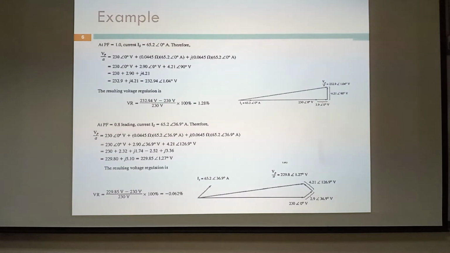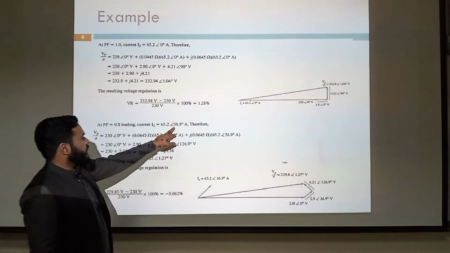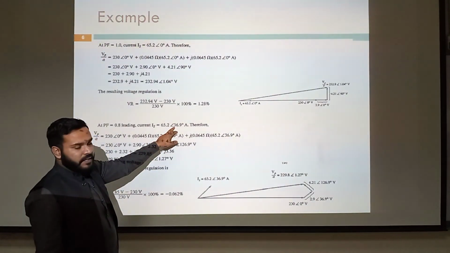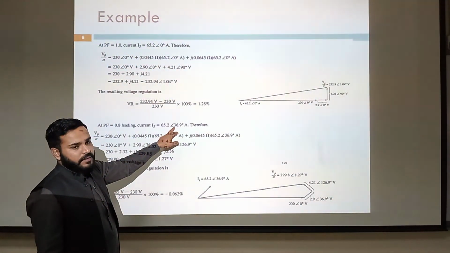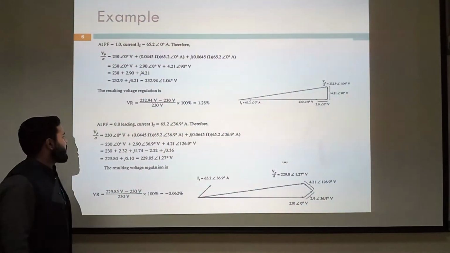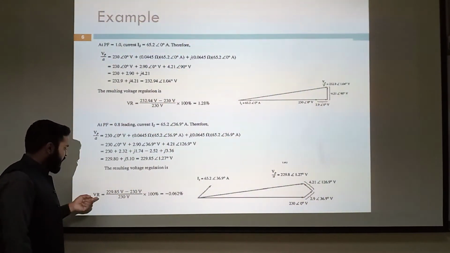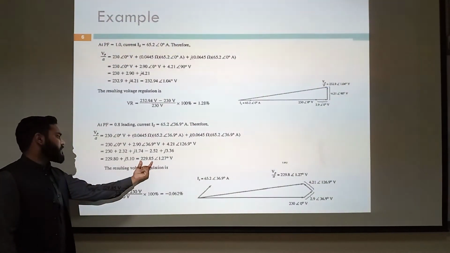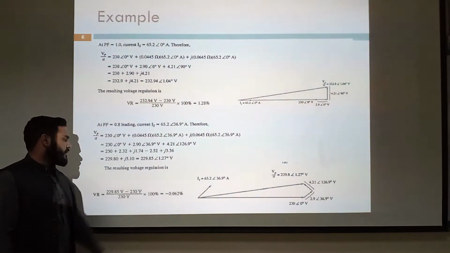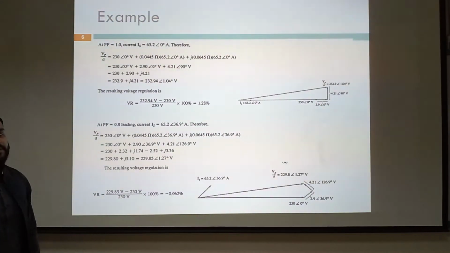Now in case of leading power factor, this angle goes from negative to positive. In case of lagging power factor, this angle was negative. Now in case of leading power factor, this angle will become positive. Now with this Is, just do these computations and you will find that this voltage is 229.85. So just compute the difference and you will find that the voltage regulation is negative.